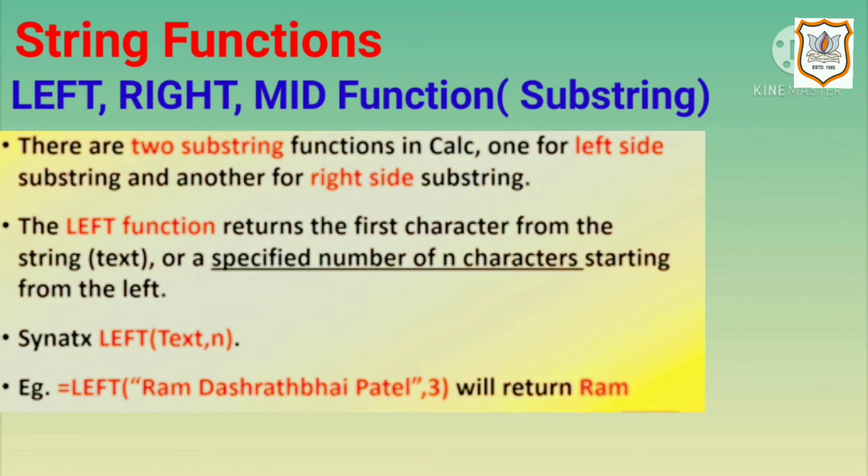Next are the LEFT, RIGHT and MID functions. There are two substring functions in Calc, one for the left side substring and another for the right side substring. The LEFT function returns the first character from the string, or a specified number of n characters starting from the left. Syntax of the LEFT function is equal to LEFT(text, n). Example: equal to LEFT("Ram Dashrath Bhai Patel", 3) returns Ram.